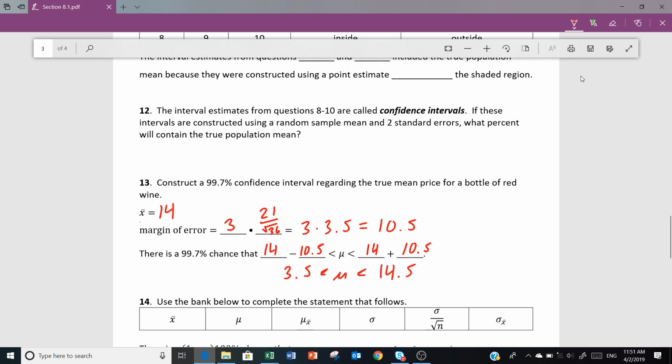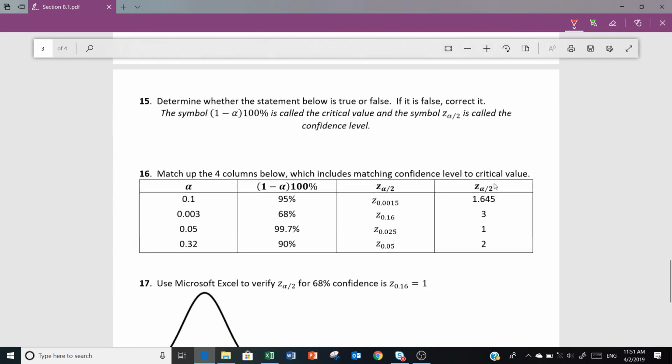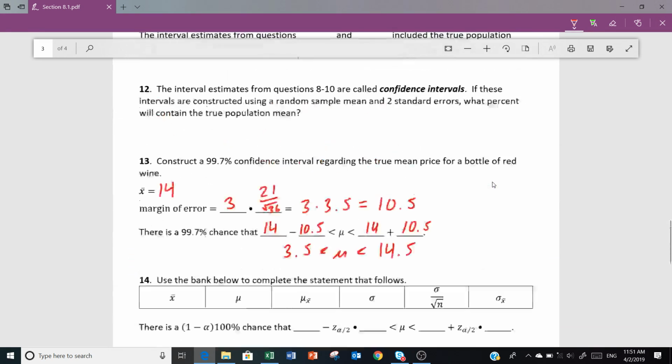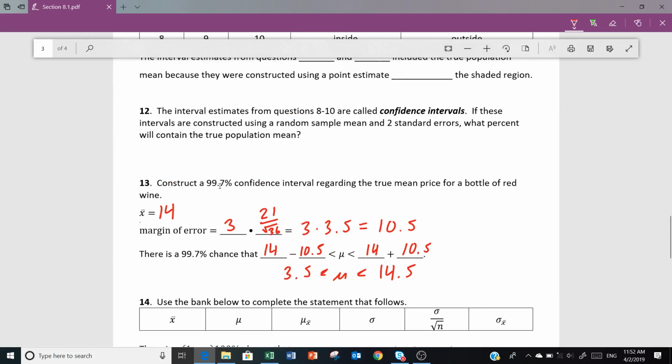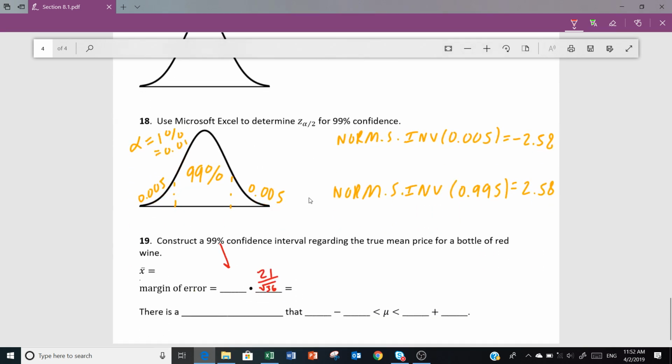So here we have 3.5 and 14.5 as the interval for 99.7%. What's the only thing that changes for 99% confidence? Well, the standard error is still 21 divided by the square root of 36. What did the 99.7% become? It became the 3. So what does the 99% become? 2.58. So now this becomes 2.58. This is still 14, and then we have to do this calculation.